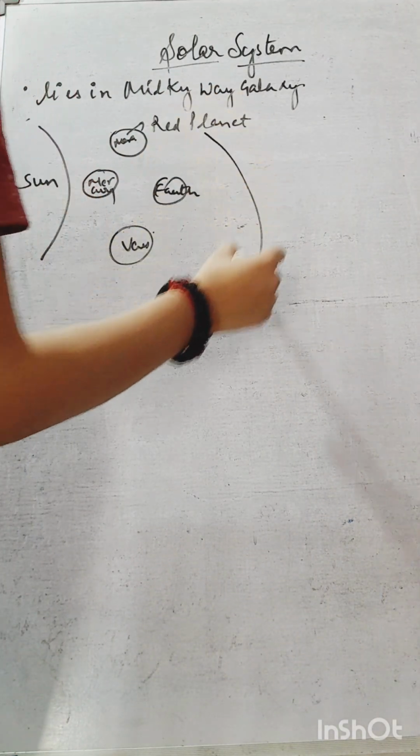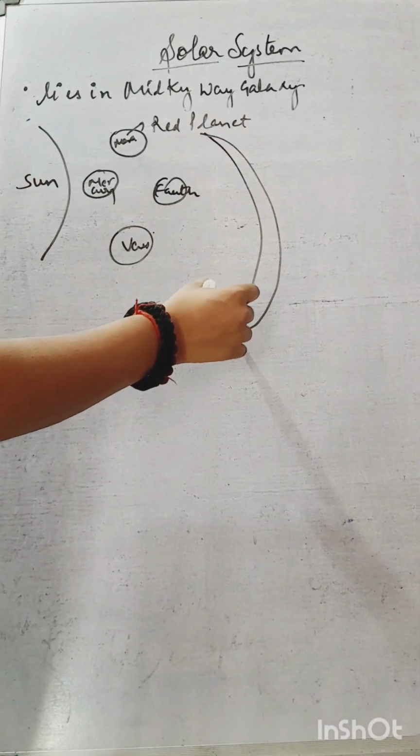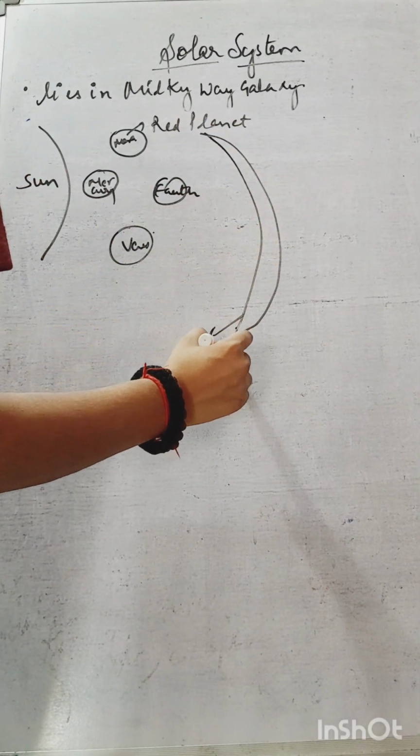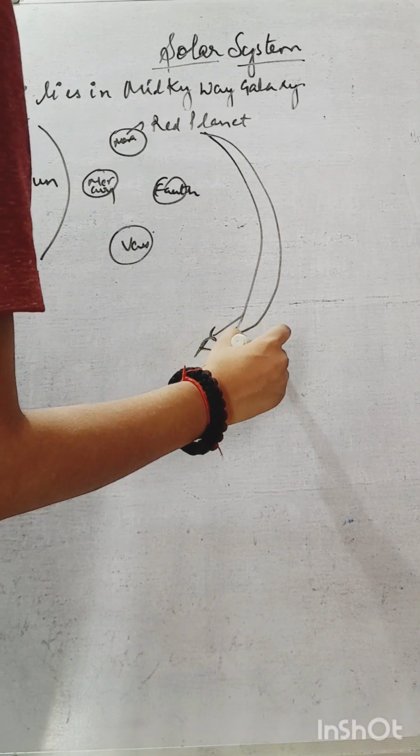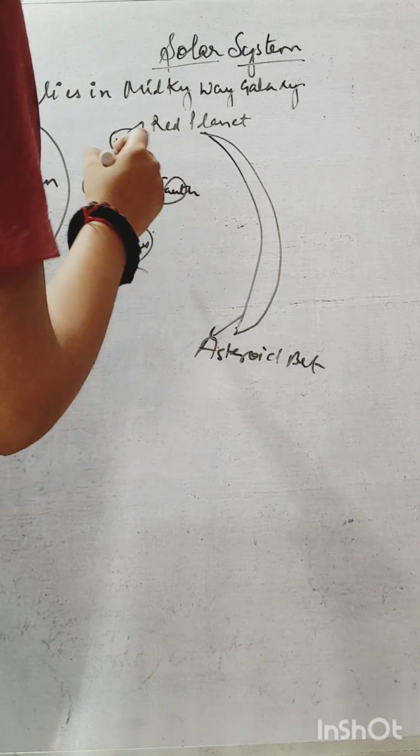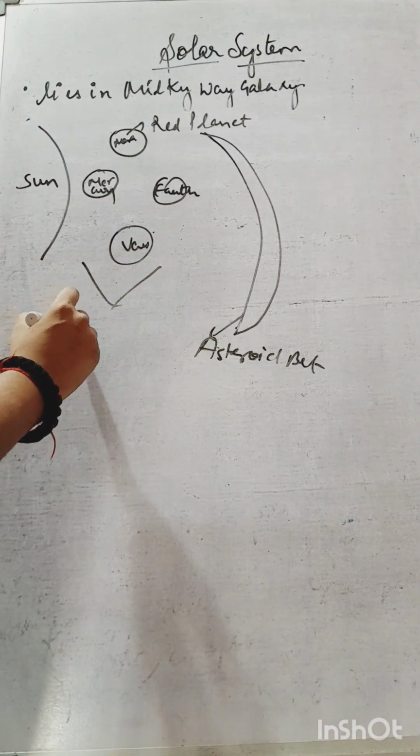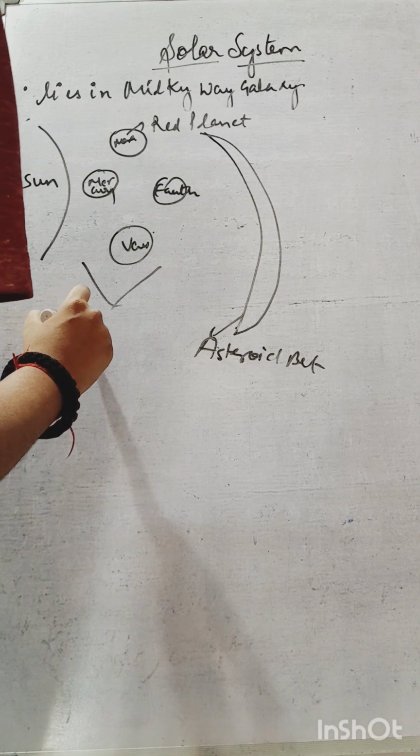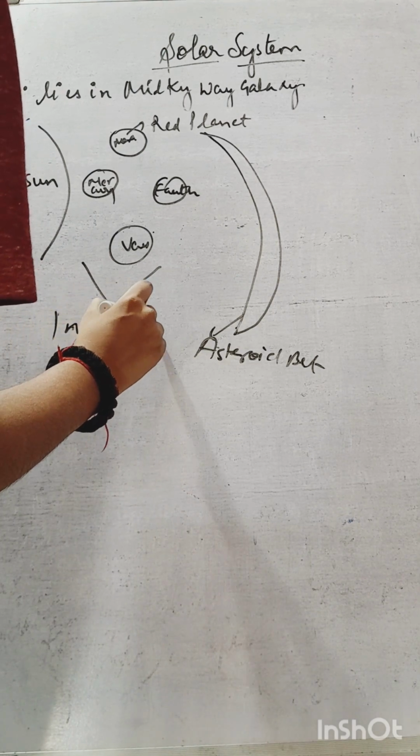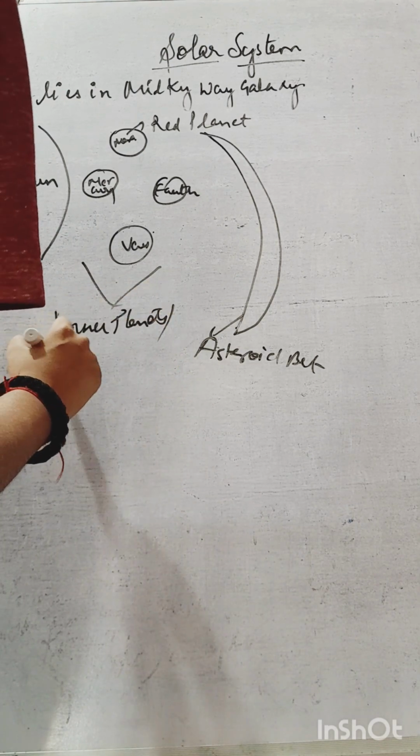Between these is your asteroid belt. Okay. These four planets are known as the innermost planets. These are known as inner planets or terrestrial planets.